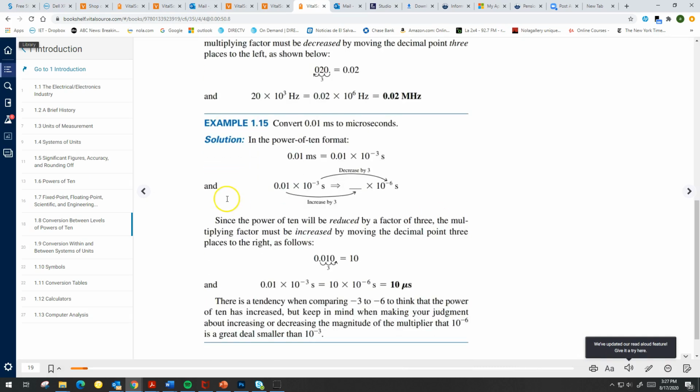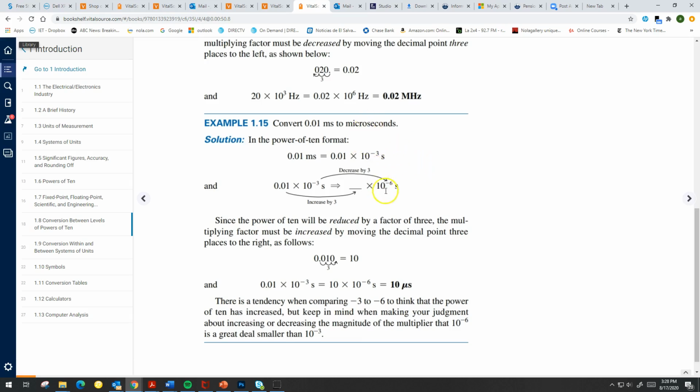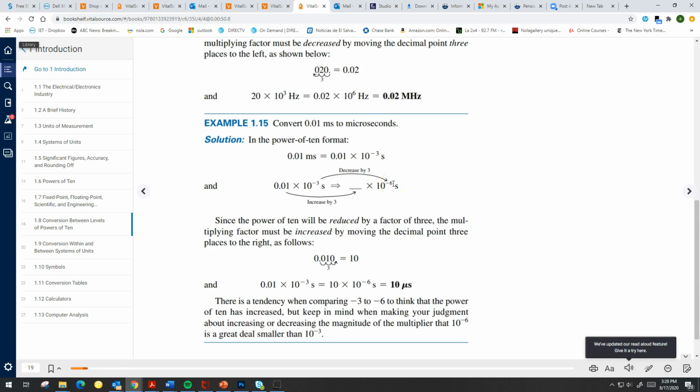All right, this one says convert 0.01 milliseconds to microseconds. And again, that's what's important, to understand what those milli, micro mean, right? Because we can then translate that into actual powers of 10. So what it's saying is that I have 0.01 milliseconds. Well, 0.01 milliseconds is the same as 0.01 times 10 to the minus 3 seconds, because that's what milli is. 10 to the minus 3 is milli. And I want to write the answer in microseconds. That means that I want to write the answer as 10 to the minus 6, because that's what micro means. Micro means 10 to the minus 6.